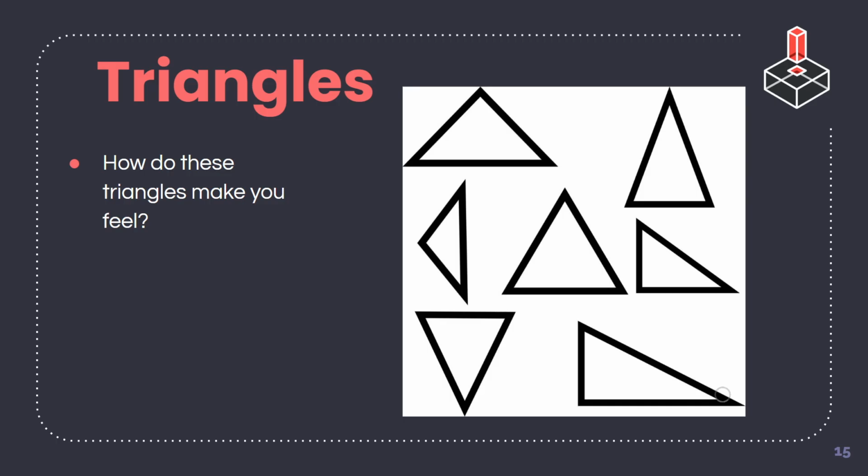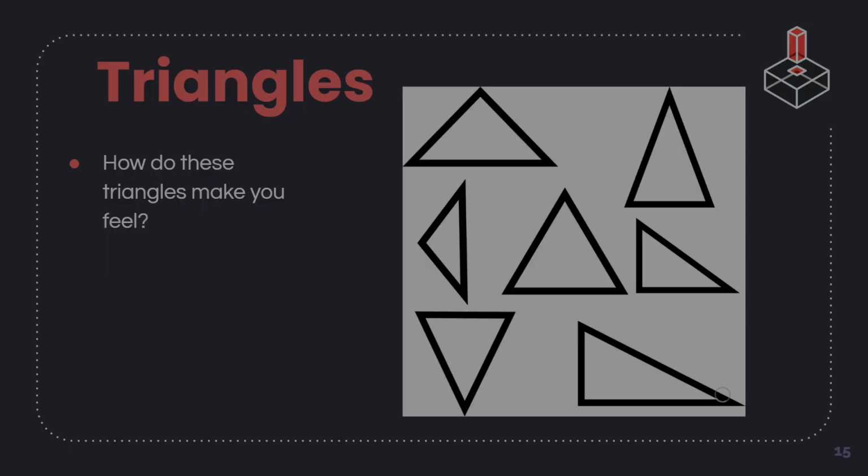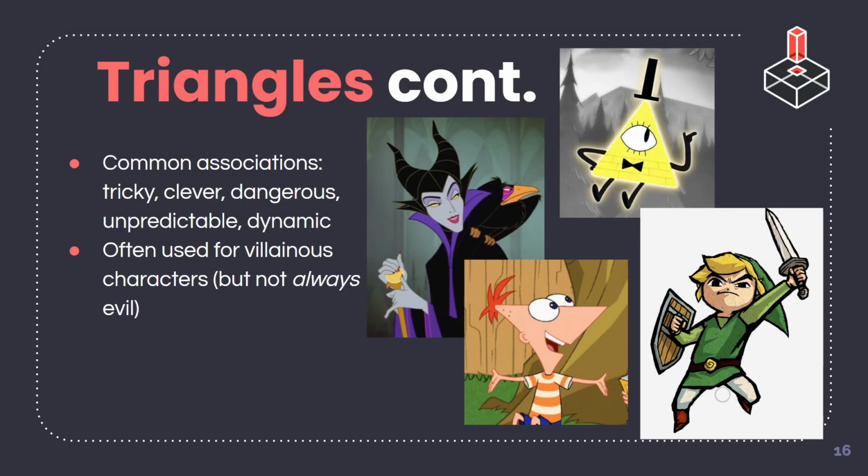Triangles, last one. How do triangles make you feel? They're pointy. Yeah, they're sharp. They're edgy. Dangerous, maybe. So all those things are things that we associate with triangular characters. They're tricky, clever, dangerous, unpredictable, dynamic, and they're often used for villainous characters, but I think it's important to know that they're not always evil. If your character is triangular, that doesn't mean that they're a terrible person by default.